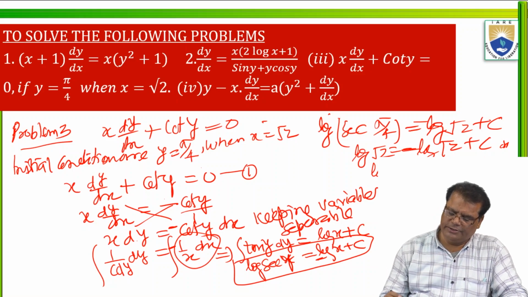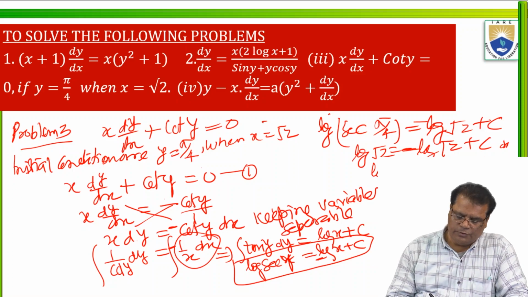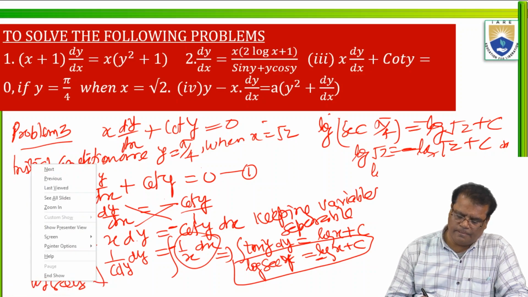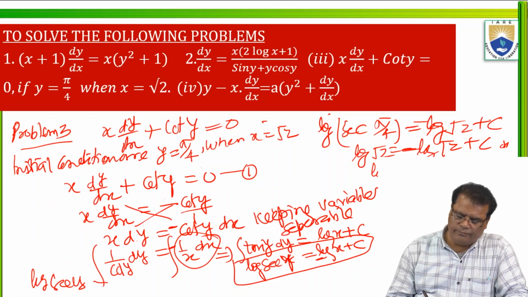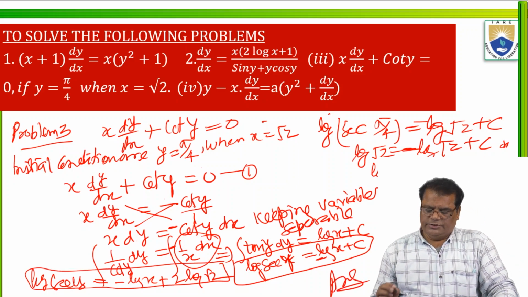Putting this value in this equation, the final answer is log sec y equal to minus log x plus 2 log root 2. This is the complete solution of the equation. This is the answer.